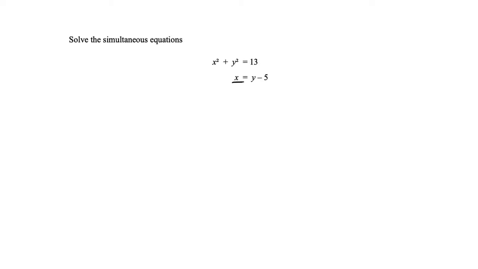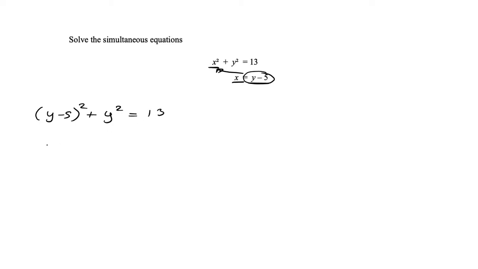So over here we know that x is equal to y minus 5, and we have an x in this equation over here. So what we can do is substitute this value for x in the place of x squared. So instead of x we can have (y minus 5) squared plus y squared is equal to 13.